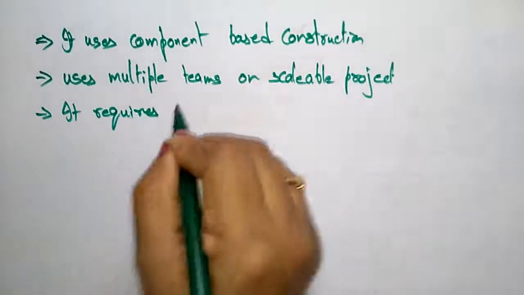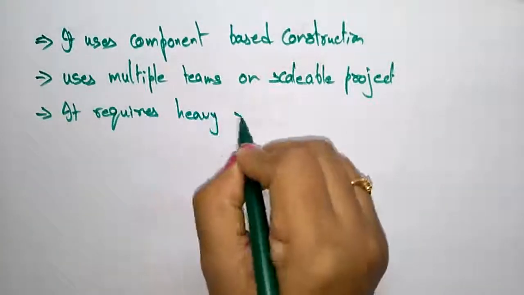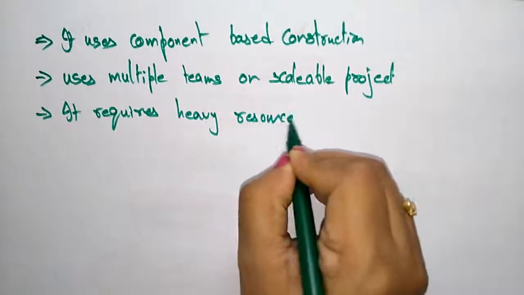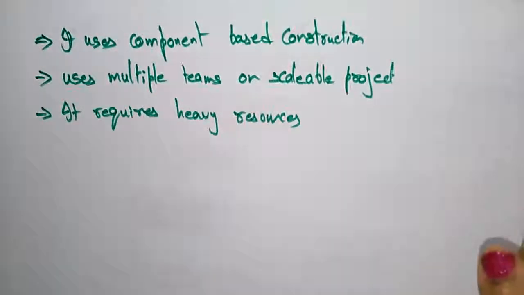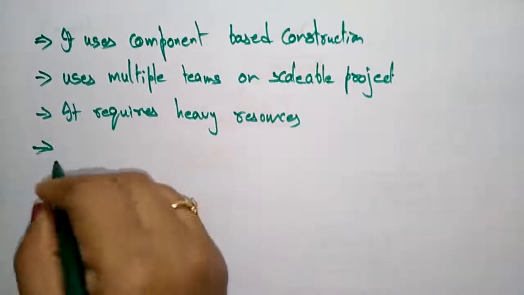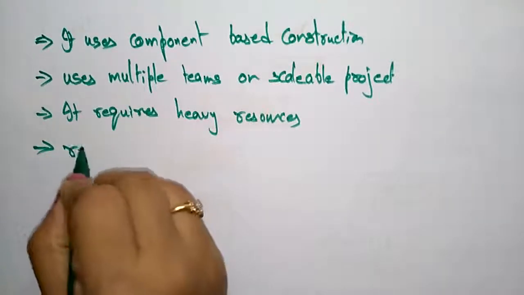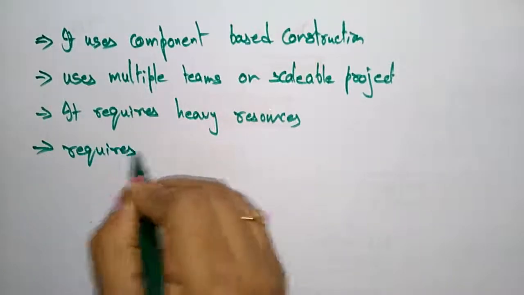And then it requires heavy resource. Why does it require heavy resource? Because each team is working on the same project, team 1, team 2, team 3. So the manpower has to be increased by using the RAD model. Why do we require more manpower? Because we have to submit the project within 60 to 90 days. So it requires heavy resource. And requires developers to write the code, everything.